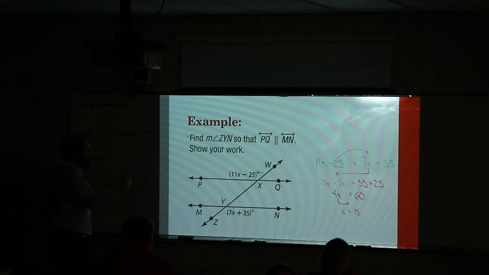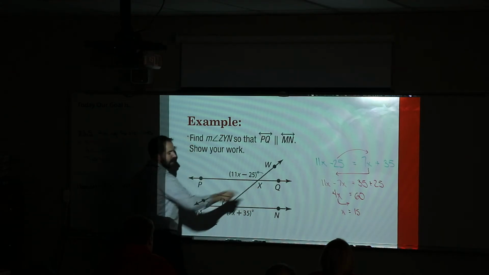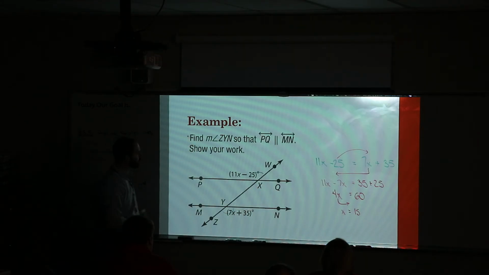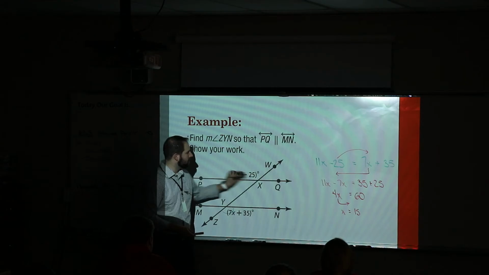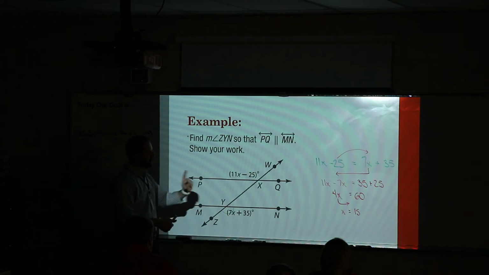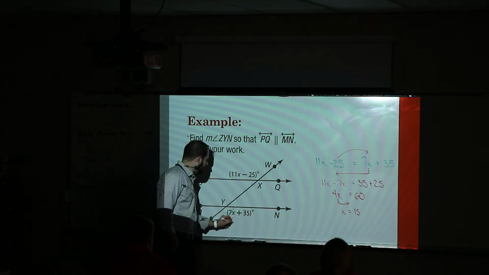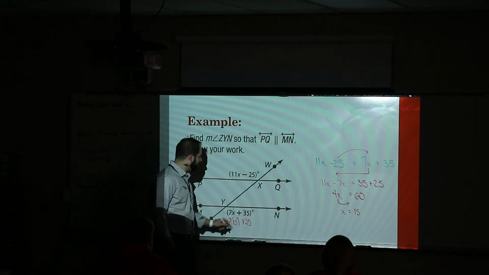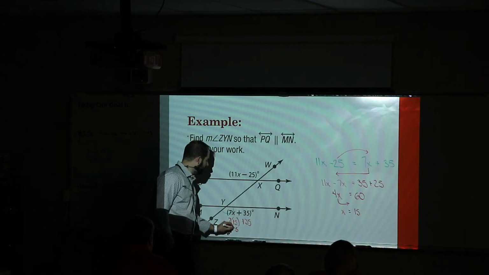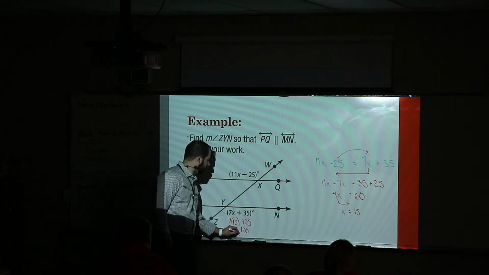Okay, and now we have to answer the question again. The goal is we found x. What do we need to do with that x now? Plug it back in, because our goal here was to find this angle. Remember, that was the goal. Don't forget what your goal is. What is that angle? We have to take the 15 and plug it in. So 7 times the 15, because that's my x, and then we add 35 to it. 7 times 15 is 105, and adding 35 to it gives 140. That's what we just found.